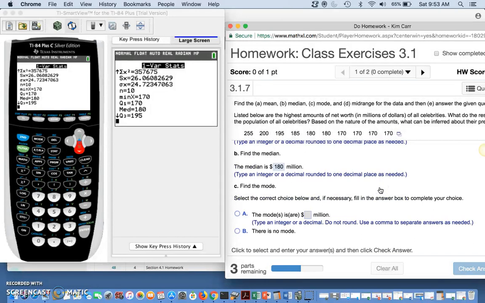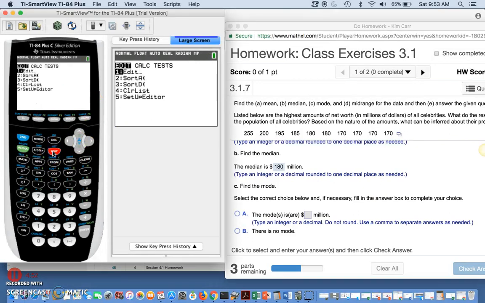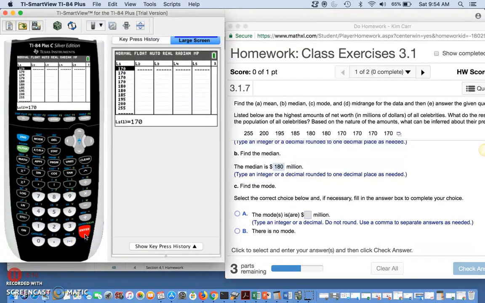Okay, the mode. With the calculator, you're not given the mode. But if I go back to Stat, and I want to sort this data, so I'm going to hit 2, and I want to sort list 1. So that's second and the number 1, and it brings up L1. Okay, now if I go back to Stat and Edit, I can see my data.